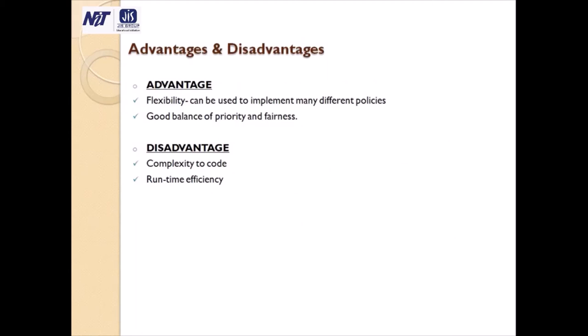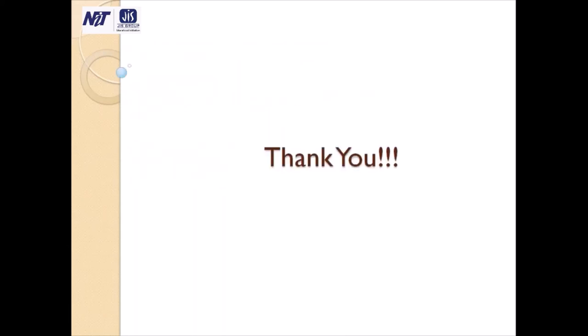The main advantage of multi-level feedback queue scheduling is that the algorithm is flexible. It can be used to implement many different policies. It is a good balance of priority and fairness. Shorter processes will complete quickly, and longer processes need not wait much time in the ready queue, and will gradually drift downward. And the disadvantage of multi-level feedback queue scheduling is complexity of code and runtime efficiency.